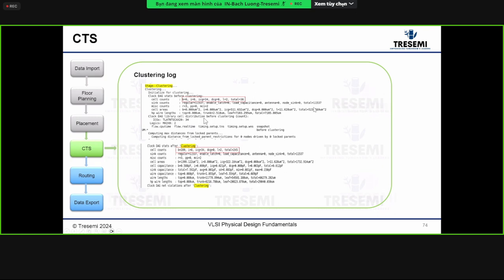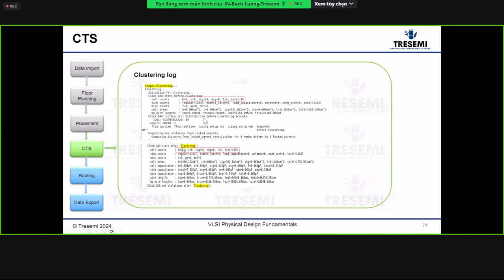There are a total of 11,537 sink point flip flops. Okay, so this is your number of flip flops. Other stuff doesn't matter at this point. Okay, so this is the clustering.